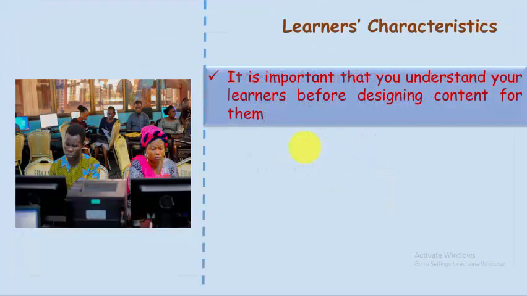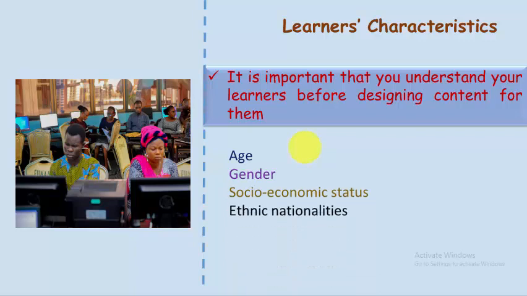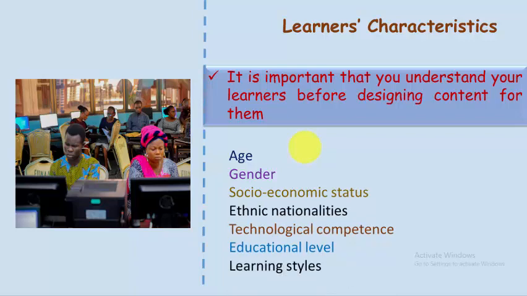Number 1, learners' characteristics. It is important that you understand your learners before you design content for them. As an efficient online tutor, analyzing learners' characteristics could be the first thing you need to do in designing your course content or doing online facilitation. The characteristics range from age, gender, socioeconomic status, ethnic nationalities, technological competence, educational level, and learning styles.